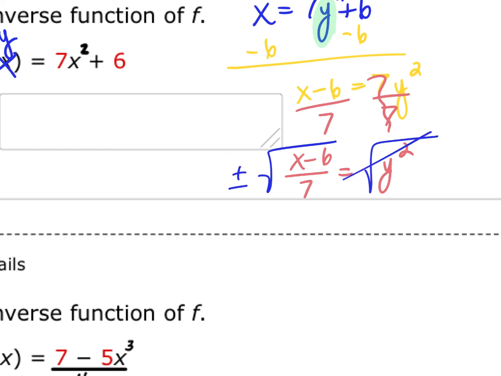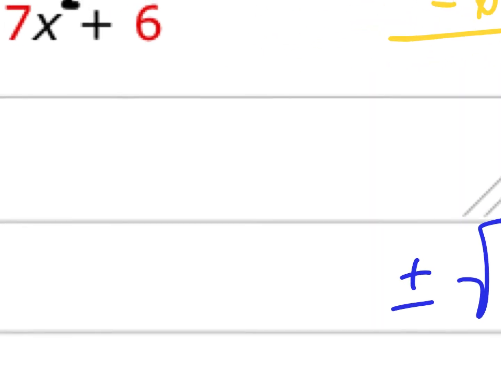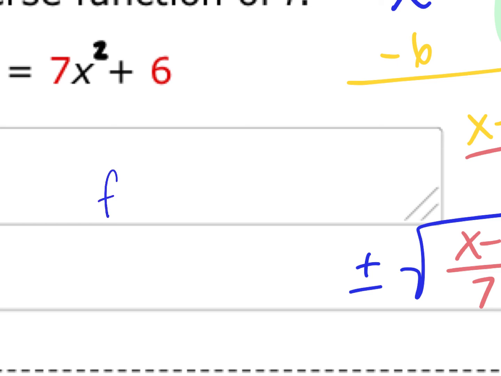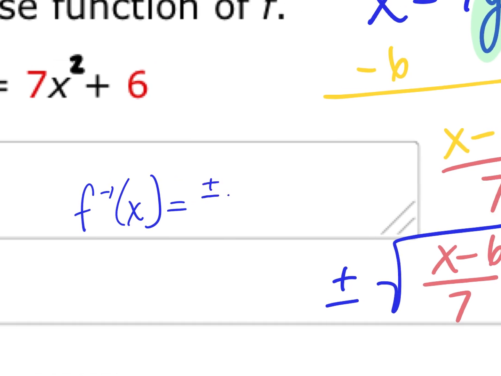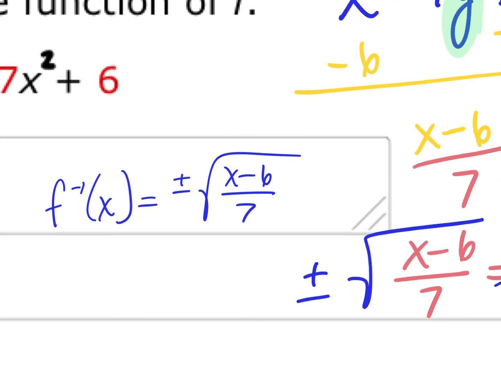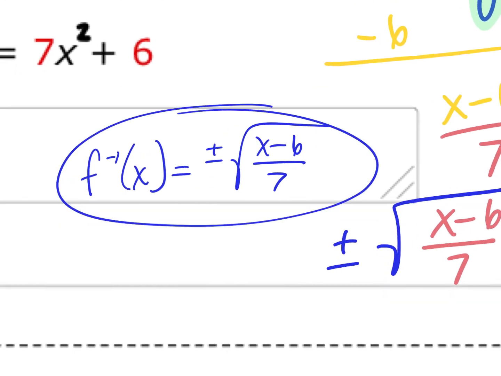Now, to get full credit, this is the inverse of my function. What does it need to start off with? F -1. You need to use your inverse notation. Make sure that little -1 is little. It's not like timesing by -1 or anything. And then we can write. Make sure that your whole function is underneath your square root.